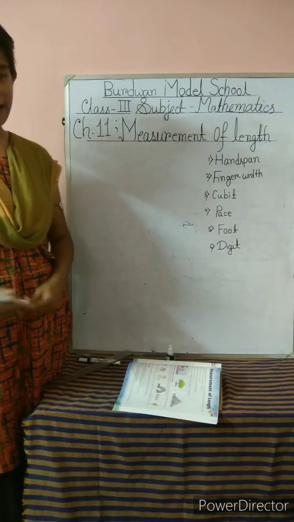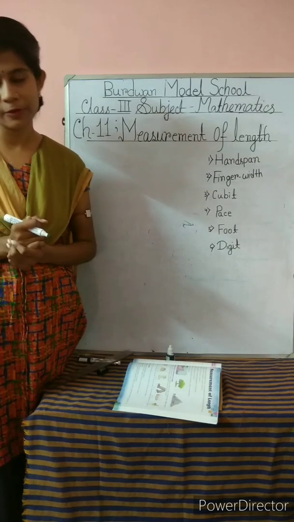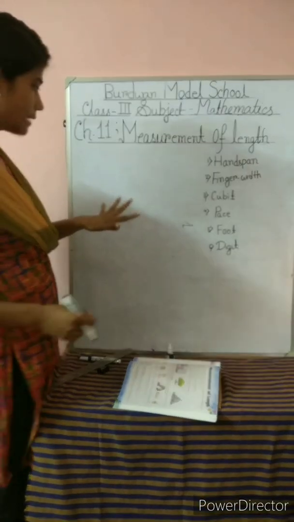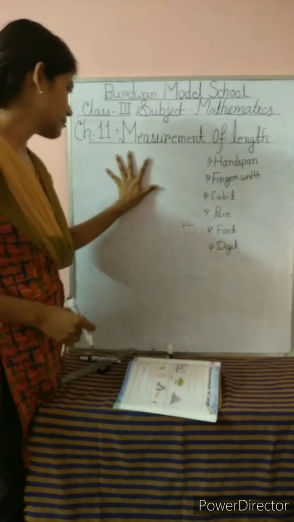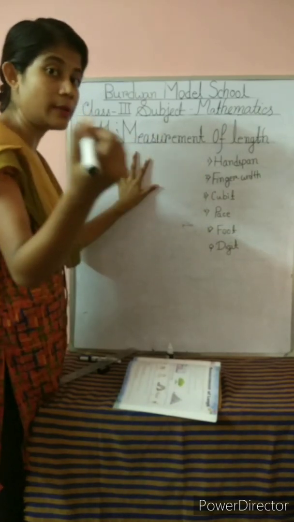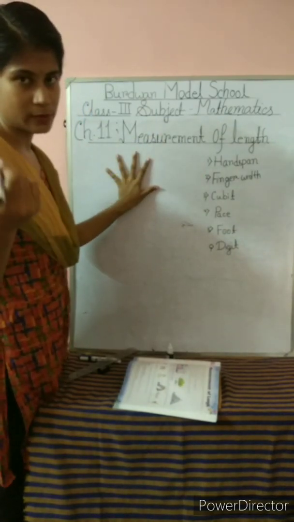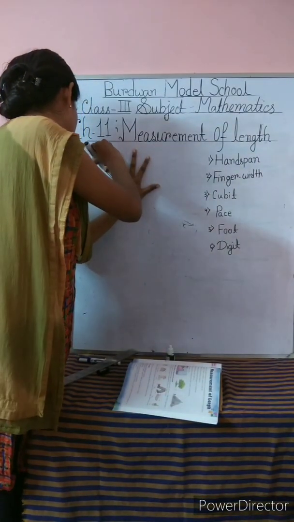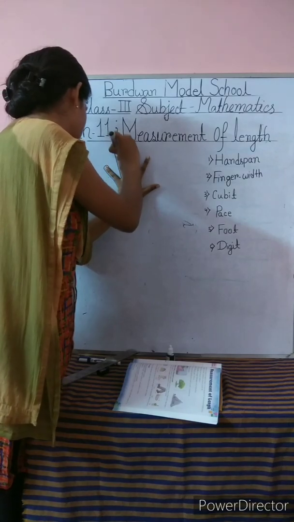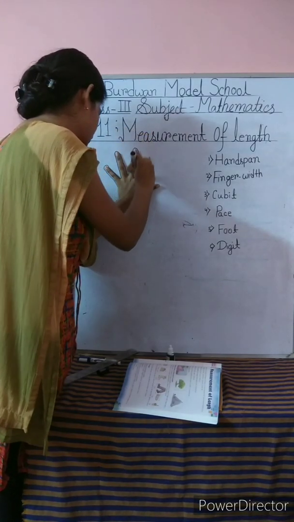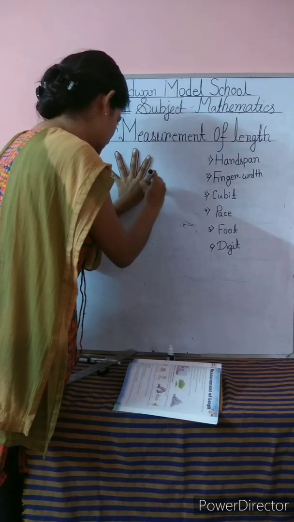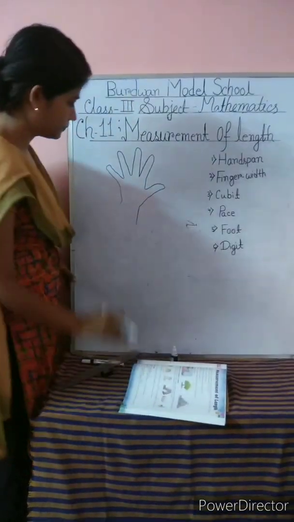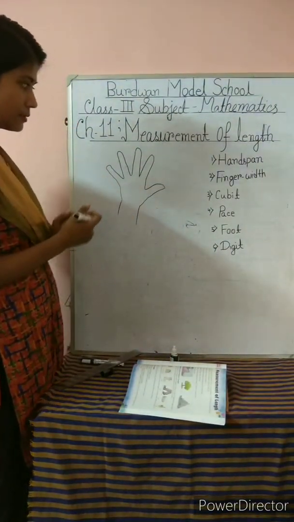Now, I am drawing the first one, handspan. All of you know that you have to draw a handspan. So you have to take any hand, and then put your hand on your copy like this. Then you have to trace it with a pencil. Don't move your hand while you are drawing. You are tracing your hand. Now see, this is my handspan.